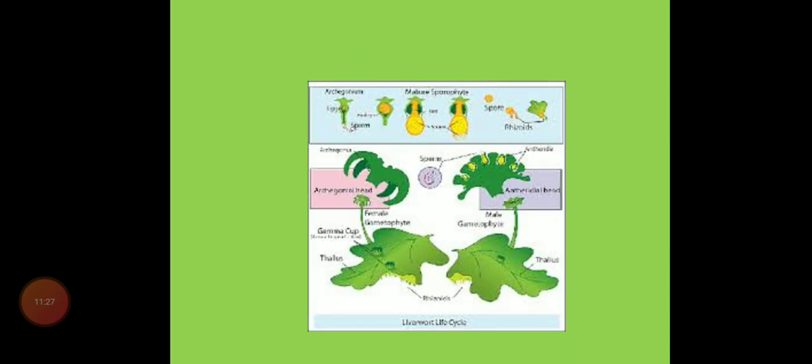Next we learn about sexual reproduction in bryophytes. Bryophytes are also involved in sexual reproduction. They produce two different sex organs. Look at the picture. Bryophytes show the antheridium, which is a male sex organ, and the archegonium, which is a female sex organ.